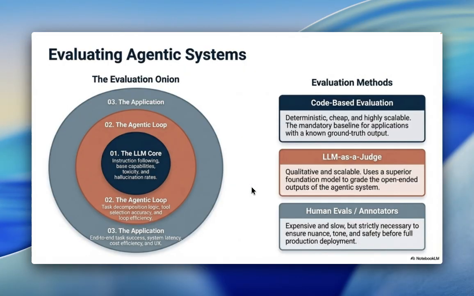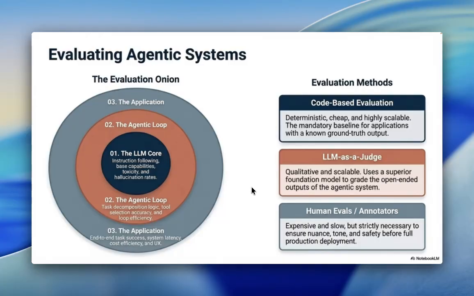Evaluating agentic systems: the evaluation onion. First is the LLM core: instruction following, base capability, toxicity, and hallucination rate. Second is the agentic loop: task decomposition, logic, tool selection accuracy, and loop efficiency. The third is the application: end-to-end task success, system latency, and cost.